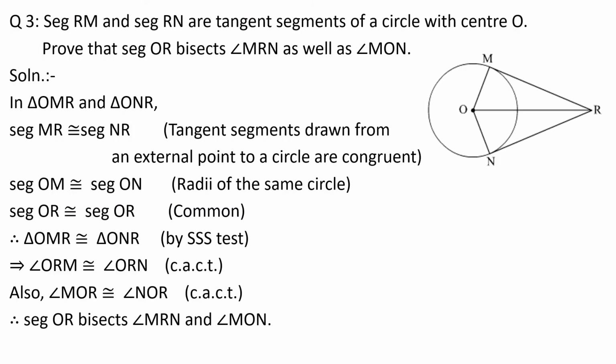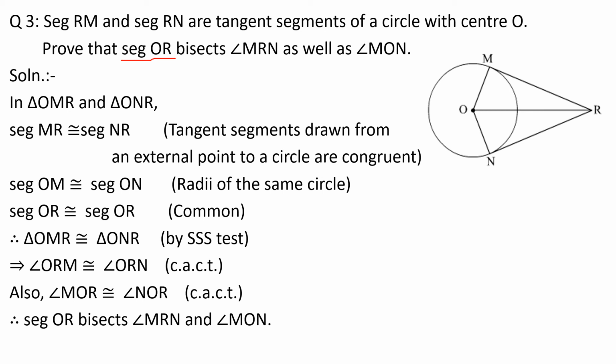Question number 3. Segment RM and segment RN are tangent segments of the circle with center O. Prove that segment OR bisects angle MRN as well as angle MON. Observe again, segment OR bisects angle MRN as well as angle MON. Segment OR is a common side for both the angles, for both the triangles. This is the common side.